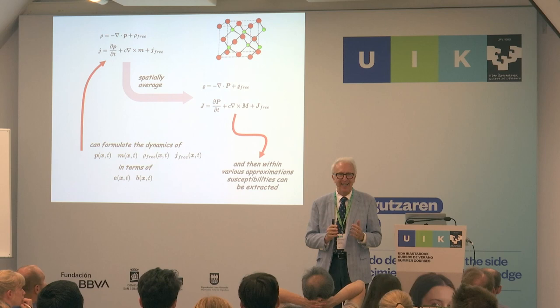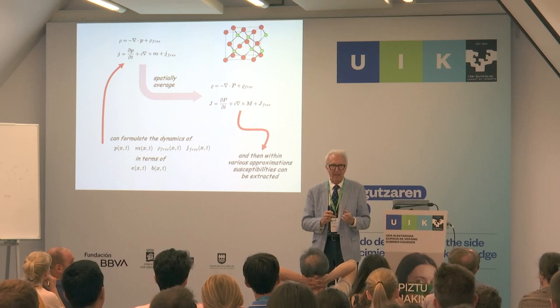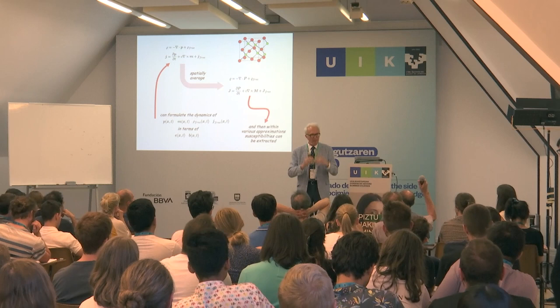Perhaps you're going to talk about this soon, but you have some freedom in the divergence of the magnetization and the curl of the polarization. Absolutely, absolutely. So you're going to talk about that? I'll talk about how we get there. Yeah, how we're going to get there.